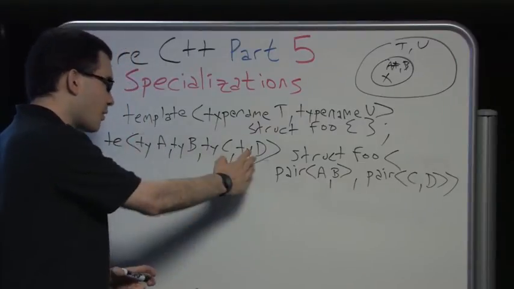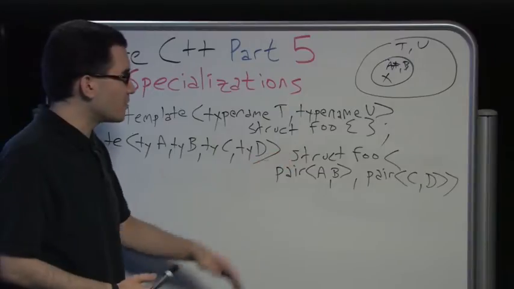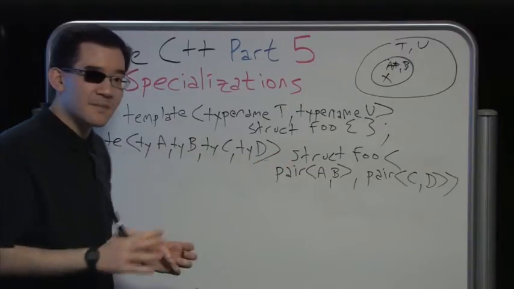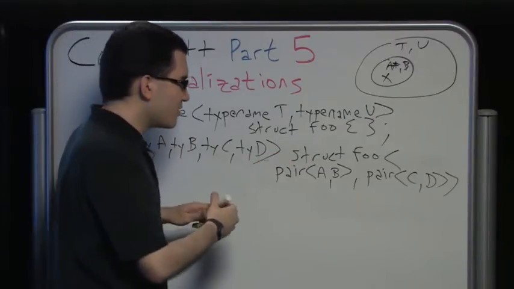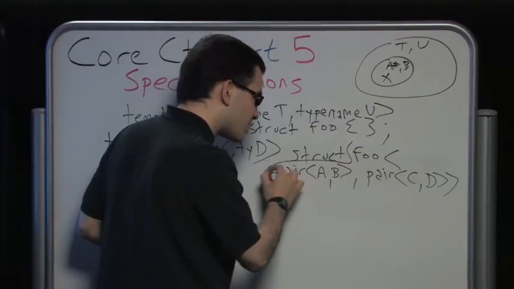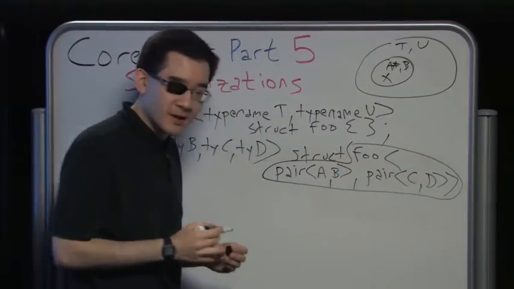Here I've got 4 type names rather than only 2. So the fact that I've got more type names here does not mean that it's somehow more general. No, it's more restricted in what it'll match because it insists on matching only pairs.